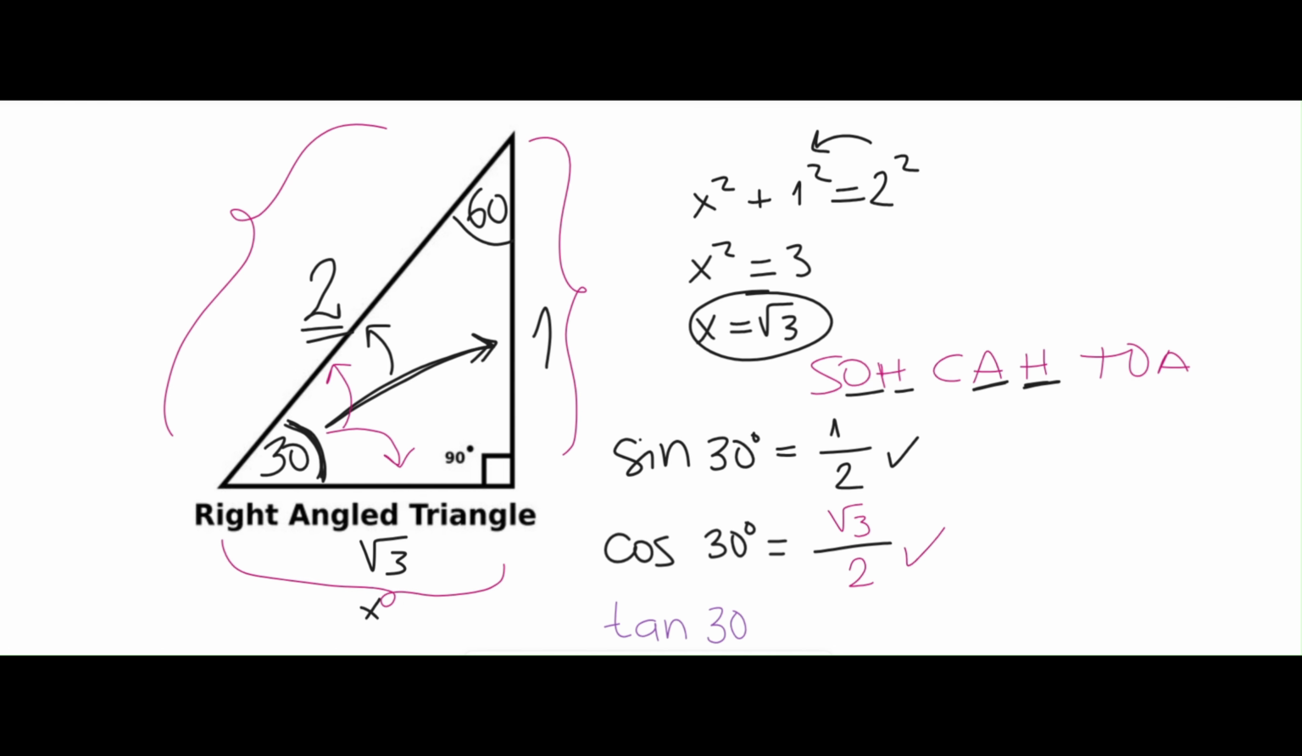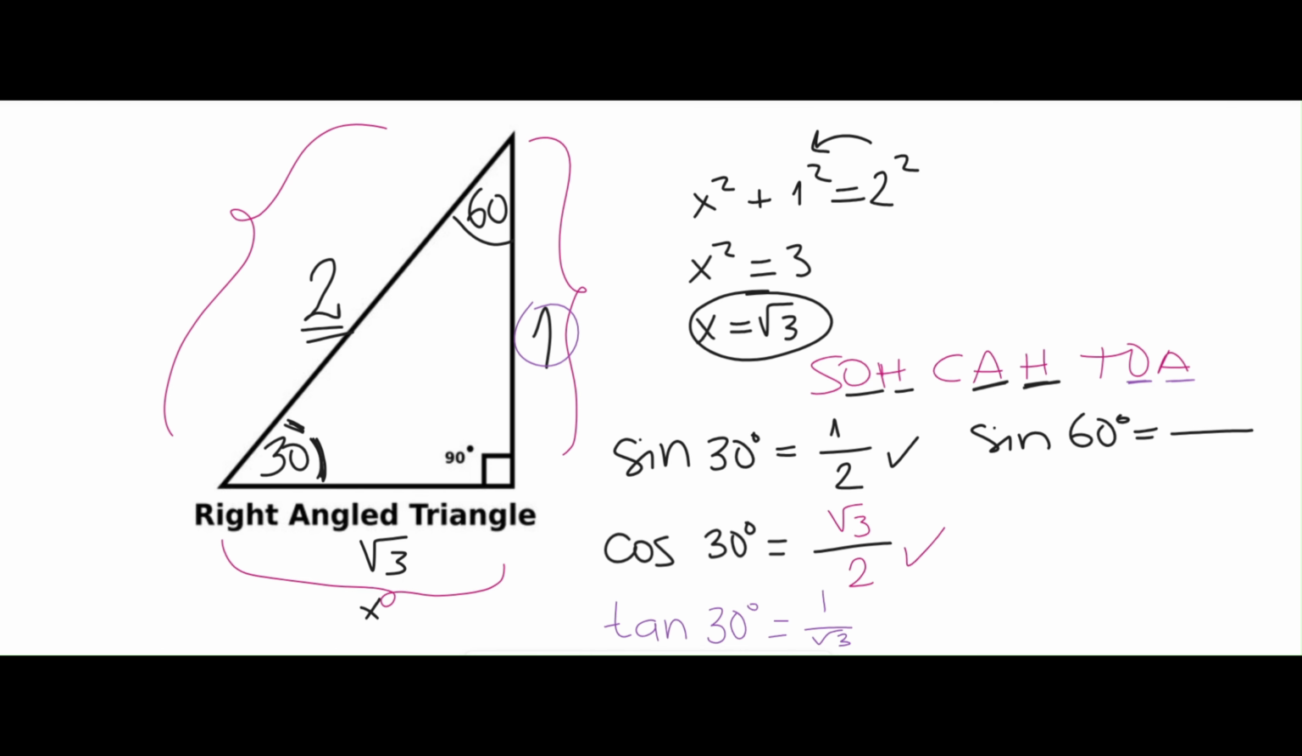Tangent of 30 degrees is equal to opposite over adjacent, which means 1 over radical 3. Perfect. Then we have sine of 60 degrees. What is sine of 60 degrees equal to? Our angle of 60 degrees is the one on top, right?